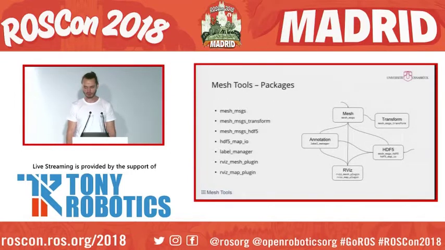As I said, we want to label objects and get the semantic information from that and store it. To make it visible and to show all the meshes and their attributes, we present here two plugins for RViz, namely the RViz Mesh plugin and the RViz Map plugin. The Map plugin speaks directly to the HDF5 layer to make persistence, so save and load data. And it also has a pipeline for annotating objects.